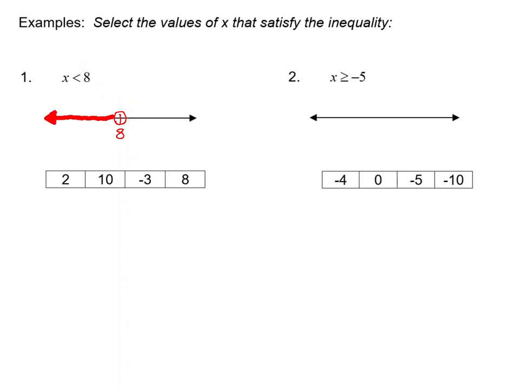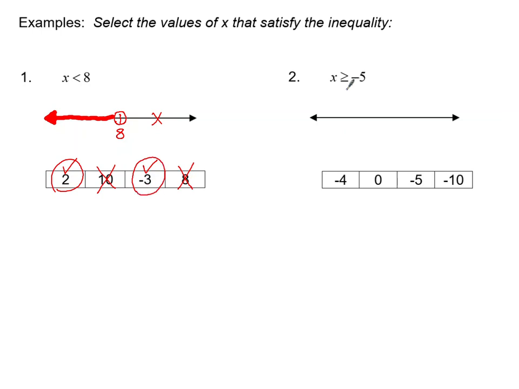So let's see which numbers we're talking about. Is 2 less than 8? Sure it is. It's down here. Is 10 less than 8? No way. 10 is over here. So that is not less than 8. Is negative 3 less than 8? Sure. That's way past 0 over here. So that's a good one. Is 8 less than 8? Well, 8 is equal to 8. And since we have an open circle here, we are not including the 8. So we only have 2 answers for this one.